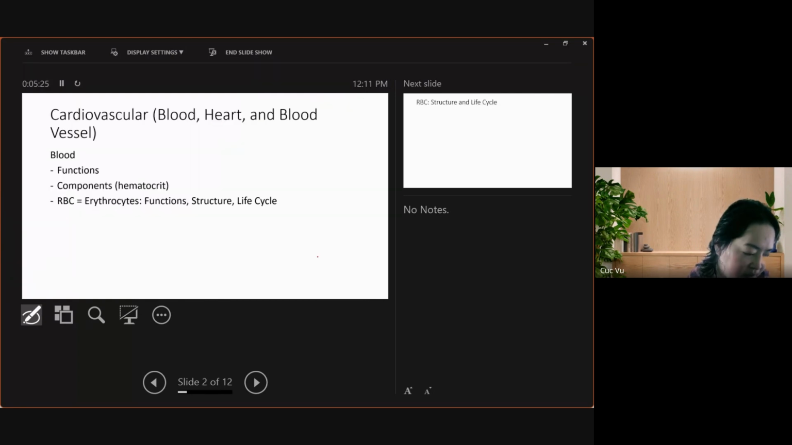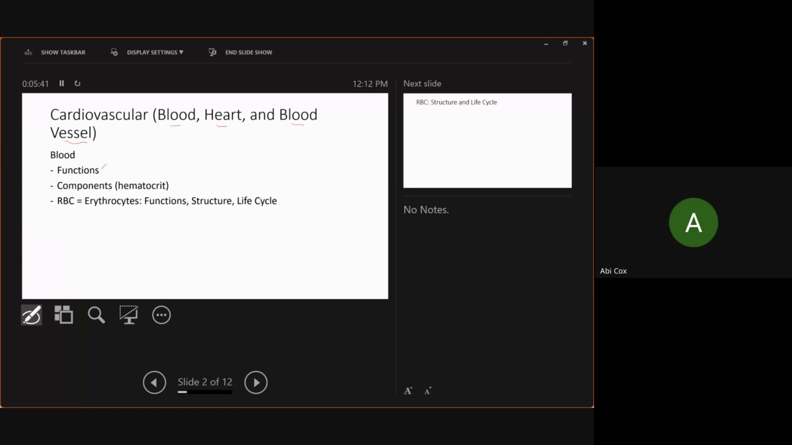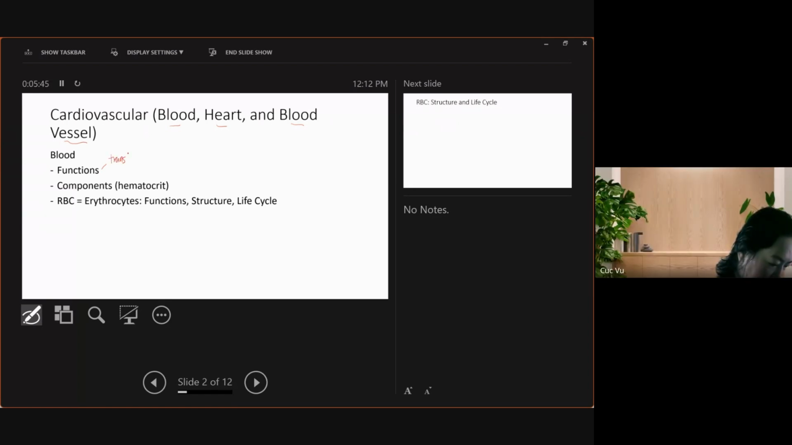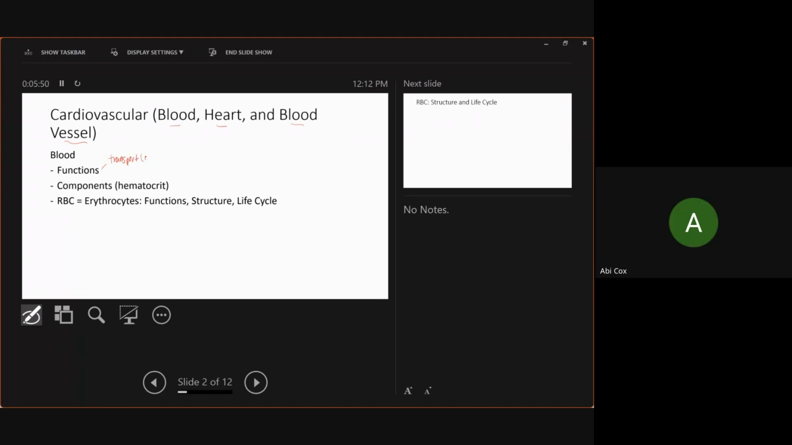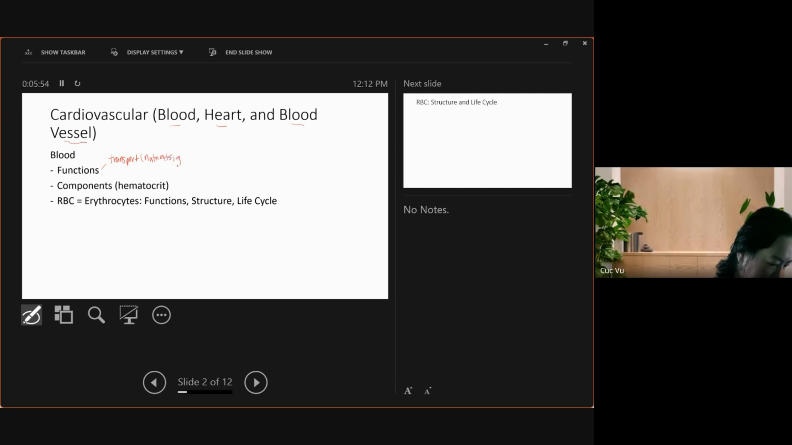We'll go right into the cardiovascular system. It includes the blood, heart, and blood vessels, so that is 3 chapters. Starting with blood, make sure you know the functions of blood. Can someone help me identify the functions of blood? Transportation. What does it transport? Nutrients, gases, and waste products. Perfect.